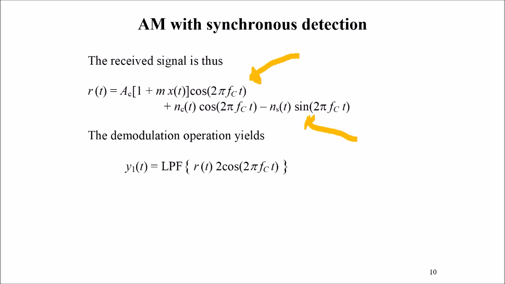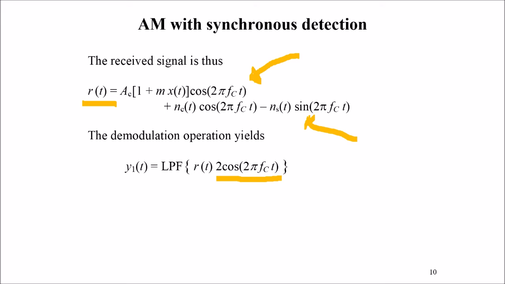And the demodulation process will take this received signal, multiply it by this replica of the carrier, and then we'll pass it through a low-pass filter, and we'll look at it.